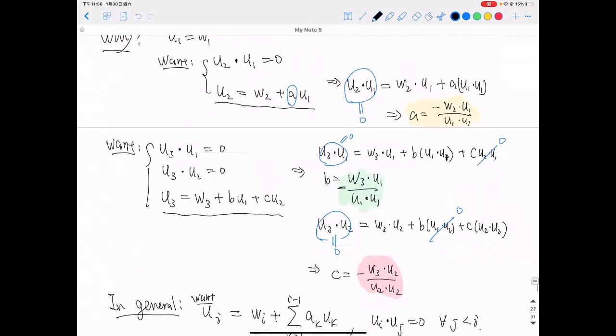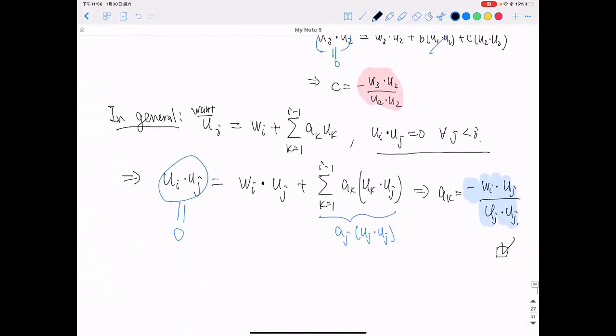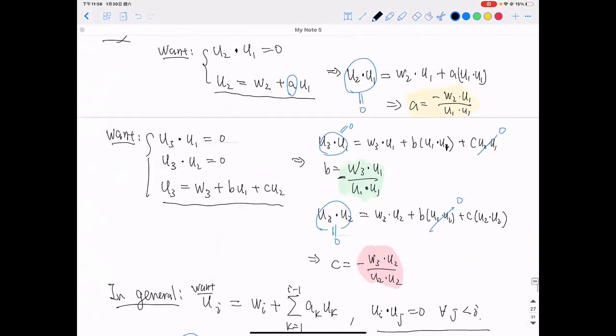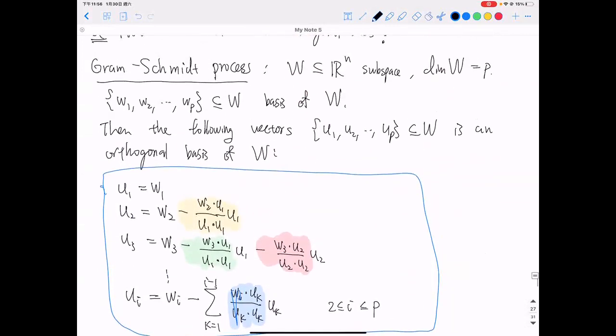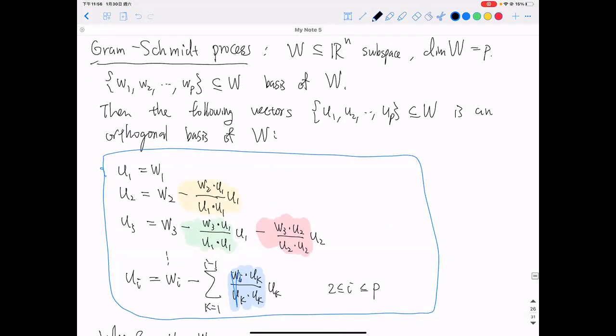Right, so now let's stop here for now and pick up from here next time, so that we remind ourselves a bit more about this process, and also look at some examples. Okay.